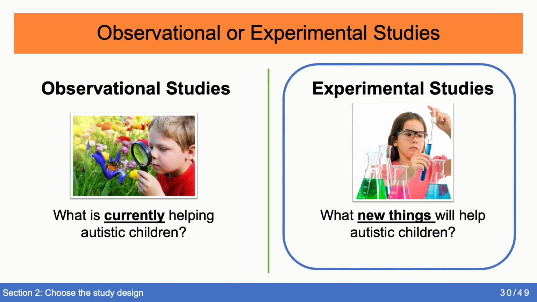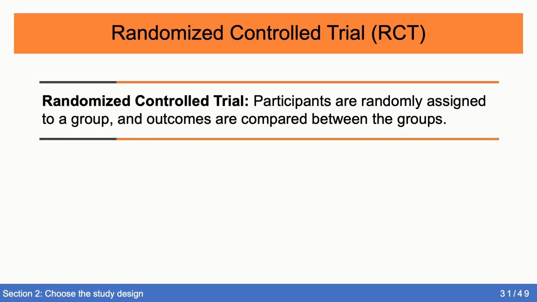So experimental studies are the most common type of study for early autism therapy research. In the next few slides, we'll describe some of the different kinds of experimental studies. The most common type of experimental study is the randomized controlled trial, or RCT. An RCT is a study where participants are randomly assigned to a group and outcomes are compared between the groups.